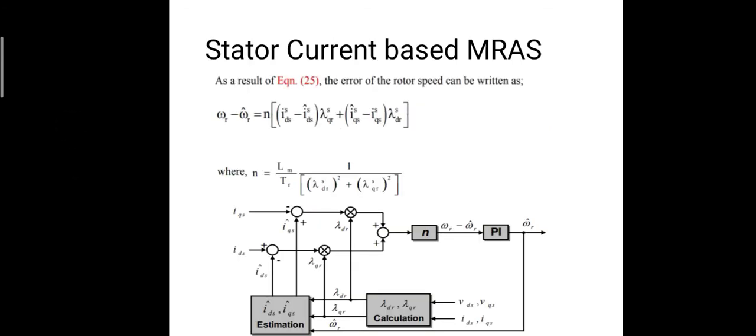The next method is stator current based MRAS. Stator current may be used as an output value for the MRAS speed estimation model. The rotor speed is estimated according to this method using the rotor flux, which is expressed in terms of stator voltage, stator current and motor parameters. And the speed is estimated by using the above formula. We can find that the error of the rotor speed can be written as omega r minus omega r cap vector, whereas n is given by Lm by Tr into 1 by lambda dr square plus lambda qr square.